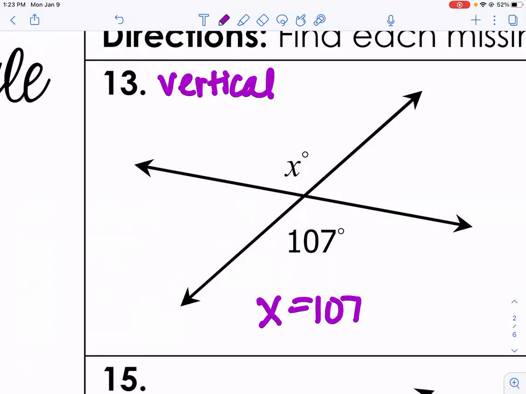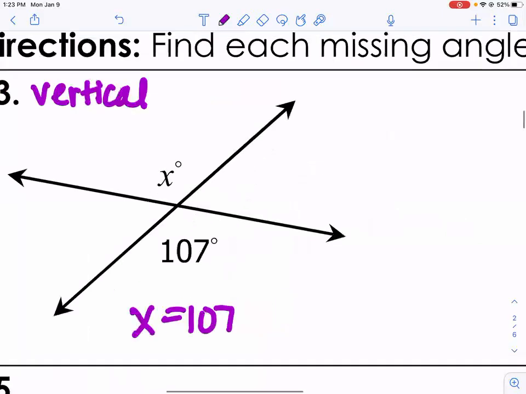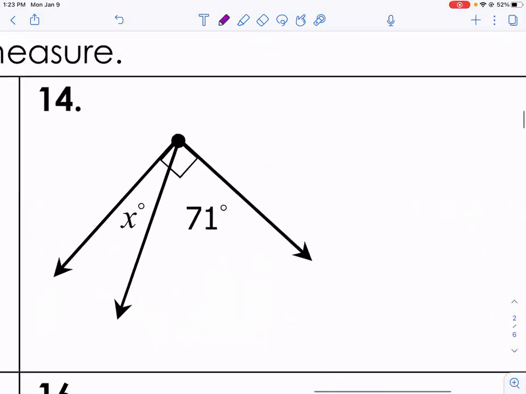Okay. Hey, if you made a mistake, that's not a big deal. Let's figure out what our misconception was, and let's realize that these are vertical angles, so they must be the same. I really like how Peyton put that. So number 14. What's this relationship here?